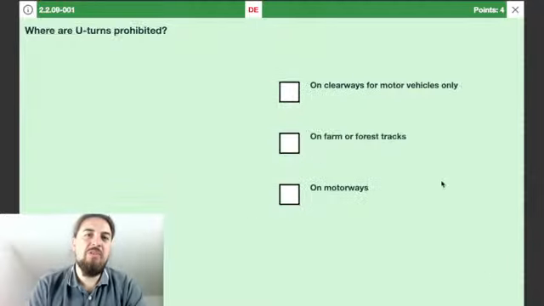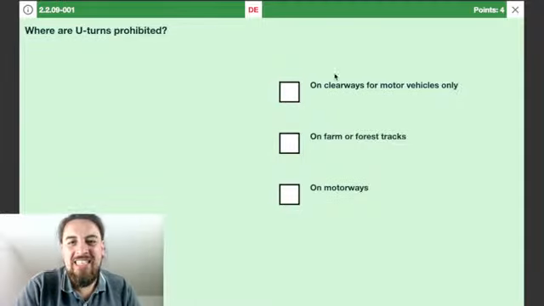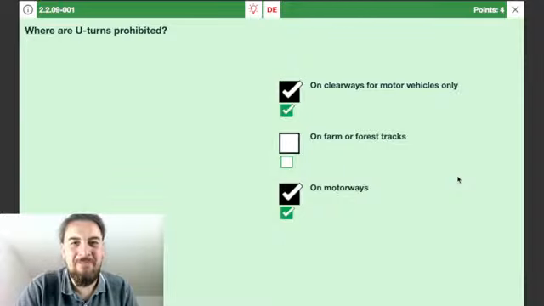Good. Let's come to the last question for today. Where are U-turns prohibited? On clear ways for motor vehicles only, on farm or forest tracks, on motorways? Two correct answers, and on two of the answers you are not allowed to do the U-turn, and that is on clear ways for motor vehicles only and on motorways, because on farm and forest tracks it is allowed.